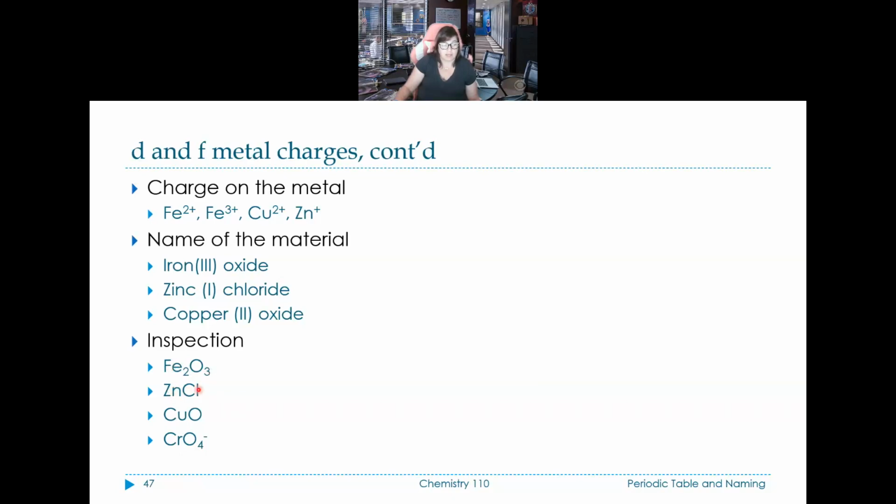ZnCl, I know that Cl is 1-. That means that Zn is 1+. CuO, I know that oxygen is 2-. That means that this is a Cu2+. And on CrO4-, I know that oxygen is 2. There are 4 of them. That gives me a total of 8 negative. There is 1 additional electron there. So that's 9. That means that's Cr9. Okay? That's what his charge is in that particular state. Okay? So that's how we find all of those things. Awesome.